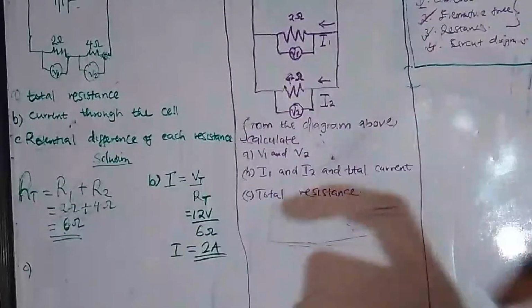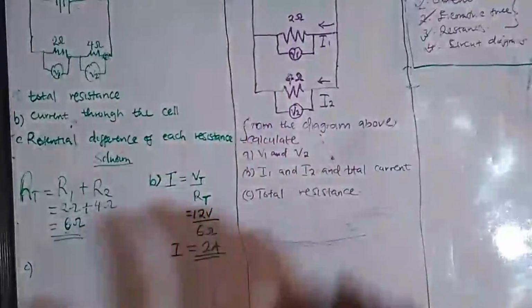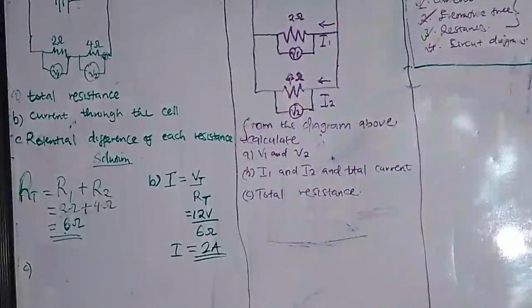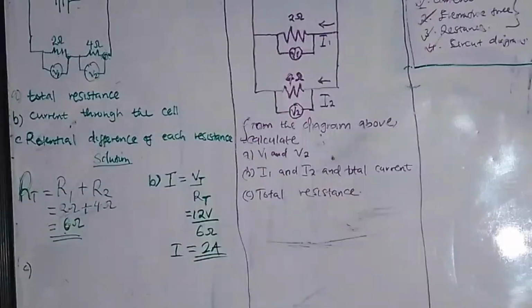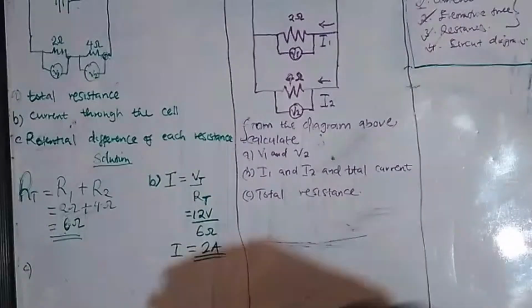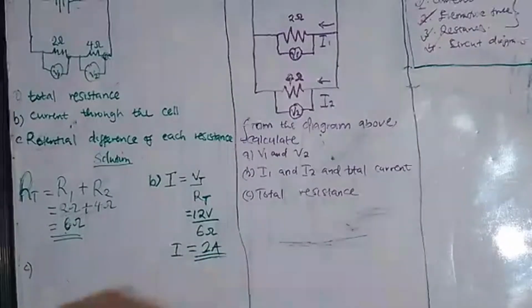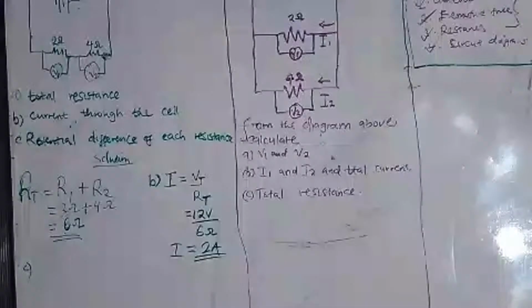So how can you calculate the potential difference of each resistance? Remember, we said that in series, the voltage is different, meaning each has a different voltage. That's why we have voltage 1 and voltage 2. So now, calculate the voltage.